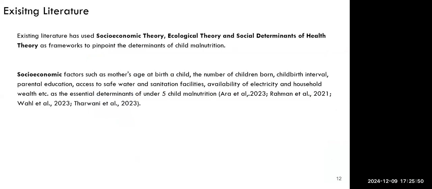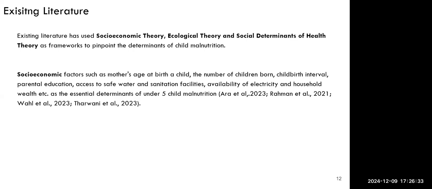So what about the existing literature? Along with this theoretical framework, there are other theories like socioeconomic theory or ecological theory, and recently social determinants theory. They also try to pinpoint the multidimensional factors which are responsible for child malnutrition. And when you do some research on child malnutrition, you would find an abundance of studies using socioeconomic factors only as the main determinants of child malnutrition.